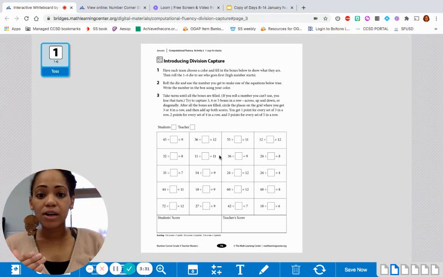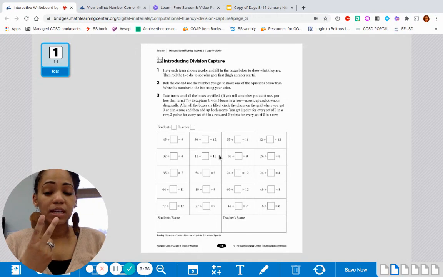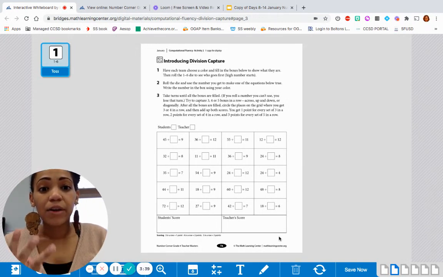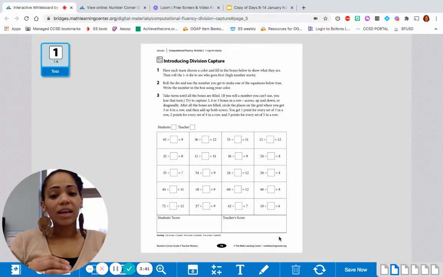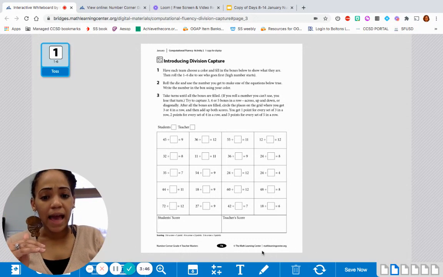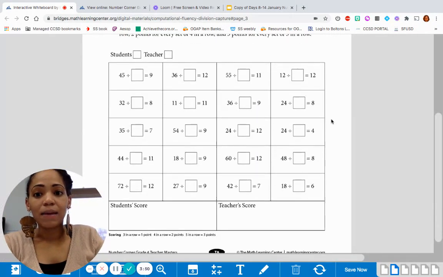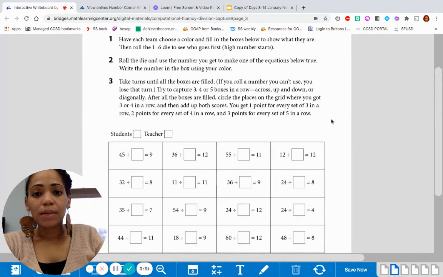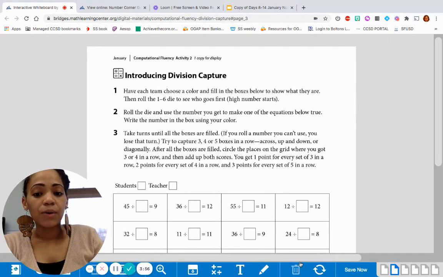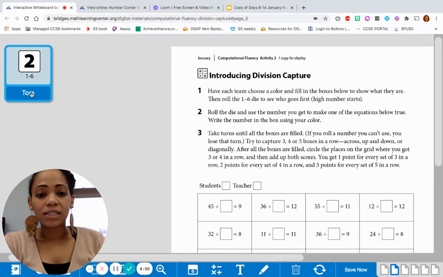So if you got 3 in a row, that was 1 point. If you got 4 in a row, that was 2 points. If you got 5 in a row, then that was 3 points. Okay, and a row can be horizontal, it can be vertical, and it can be diagonal. So before I release you to play this game, let's do a couple rounds together just to refresh your memory about how to play. Okay, so we're going to toss a dice.